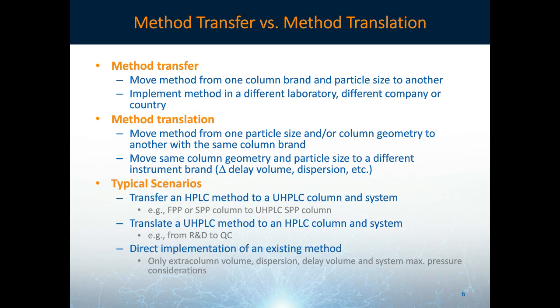So typical scenarios include transferring an HPLC method to a UHPLC column and system, and that's going from an FPP or SPP column to a UHPLC SPP column. Translating a UHPLC method to an HPLC column and system. So, for example, going from the R&D lab to the QC environment, and then direct implementation of an existing method. So in that case, only extra column volume, dispersion, delay volume, and the system maximum pressure would be considered.